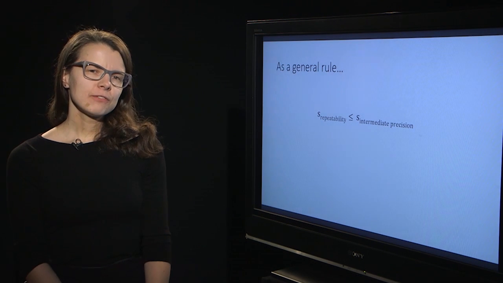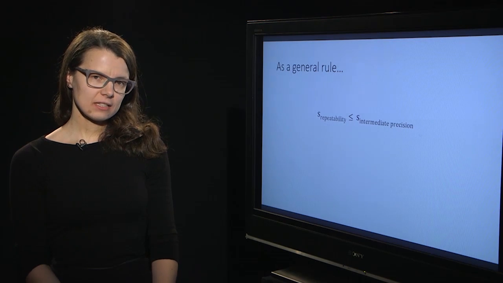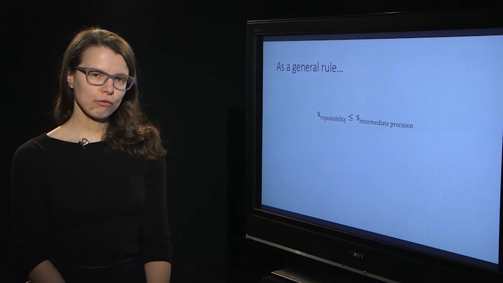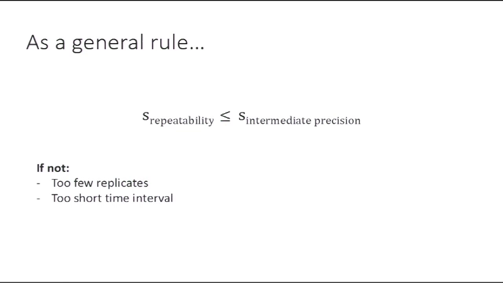When you think about the standard deviations that you have obtained, there's a general rule to follow, and it is that the standard deviation of repeatability should be smaller than the intermediate precision standard deviation. And if this is not the result, it means that there are some small flaws in your validation procedure. Maybe you don't have enough replicates for your repeatability, or there is too short a time interval for your intermediate precision. So these are important things to keep in mind.